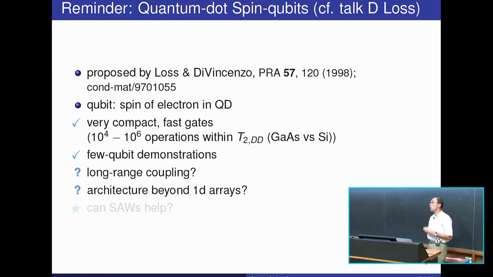There are two bottlenecks or two outstanding challenges where many ideas exist, but not really an accepted solution. In this field, it is how do we couple across longer ranges, not just neighboring quantum dots, but dots that are not directly interacting, that are far from each other. And also, how would one build structures that go beyond the 1D setting? So arrays of dots, there is a very clear path to it, but 2D structures, people have ideas, but there is no accepted approach. And as I like to indicate, maybe the surface acoustic waves can help in both of these challenges.